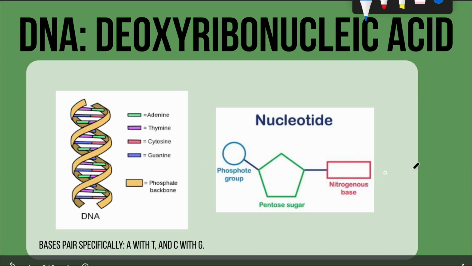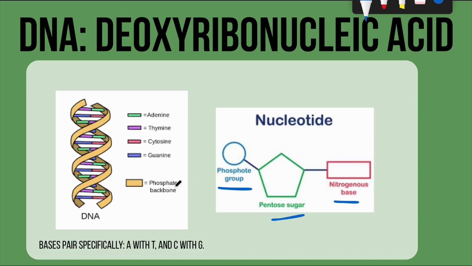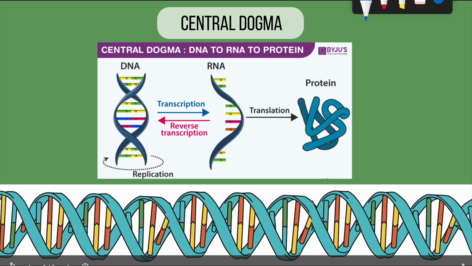So DNA is made up of nucleotides, each containing a sugar, a phosphate, and then a base. The nucleotides link to form a backbone, and two strands twist into a double helix held by hydrogen bonds. The base pairings would be adenine with thymine and then cytosine with guanine.